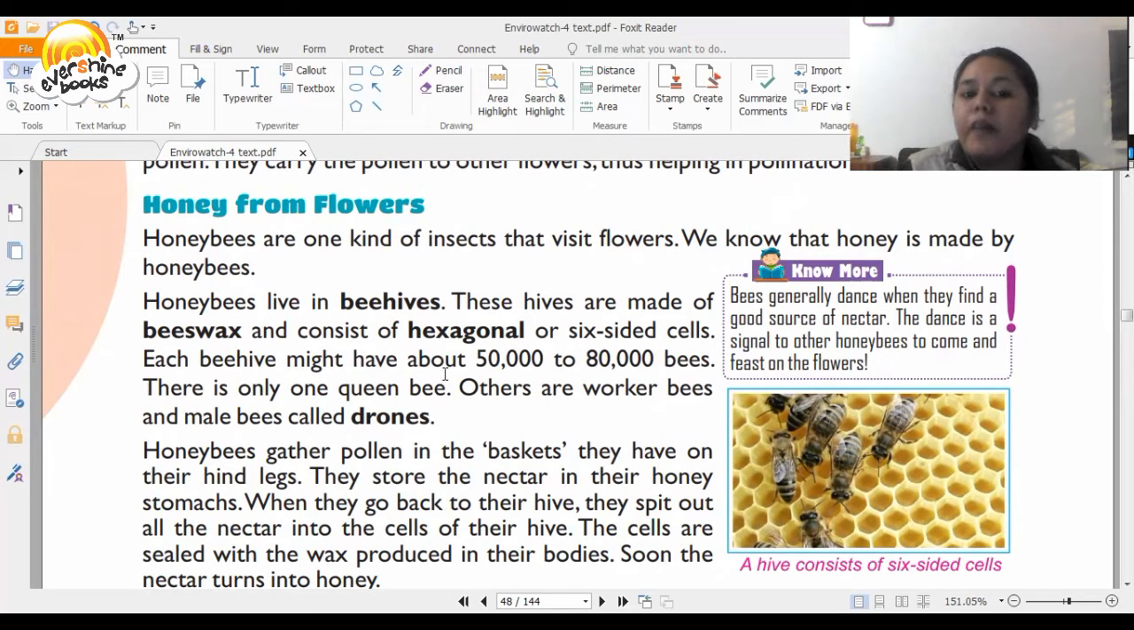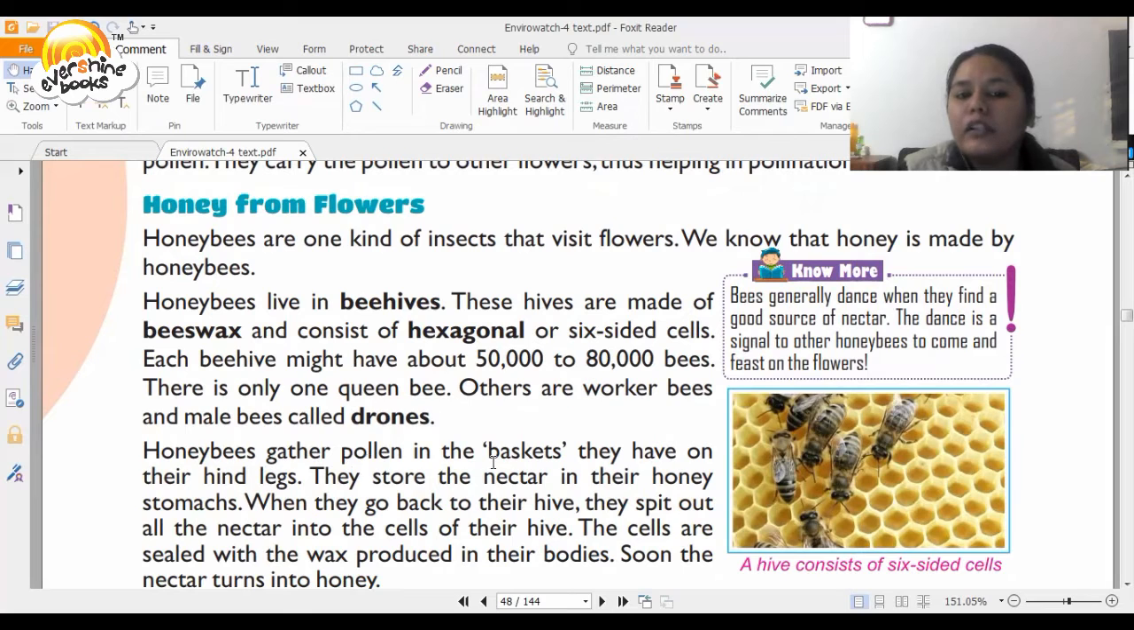Each beehive might have about 50,000 to 80,000 bees. So imagine so many bees living together. There is only one queen bee. Others are worker bees, and male bees are called drones.